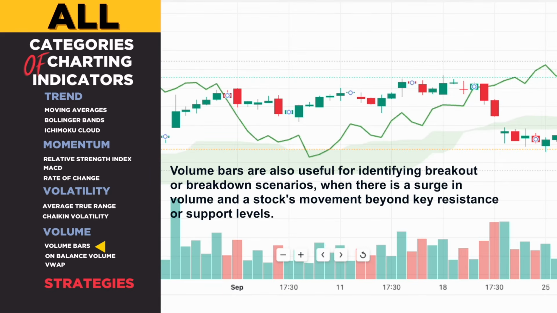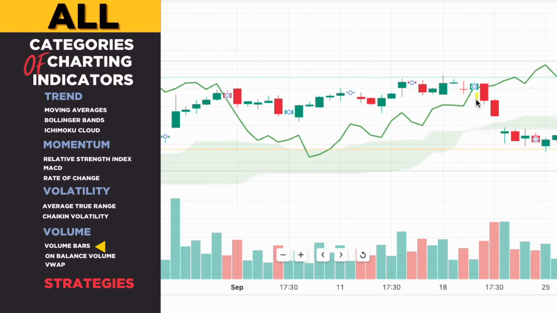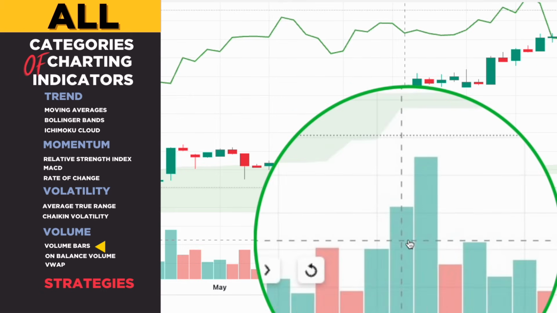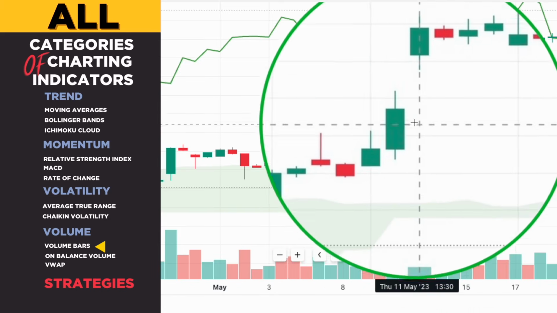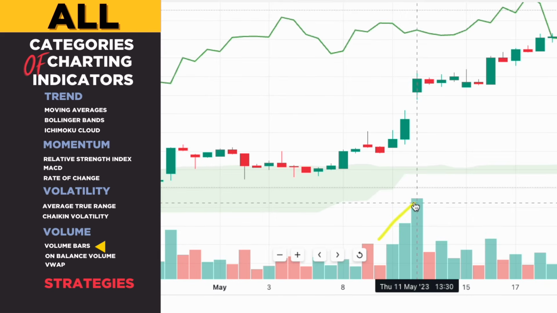Volume bars are going to be useful for identifying breakouts and breakdowns, also from support and resistance levels, particularly when there's a surge in volume that happens at the same time that a stock's movement is moving beyond support or resistance levels. So that's something that you want to look at with those volume bars.